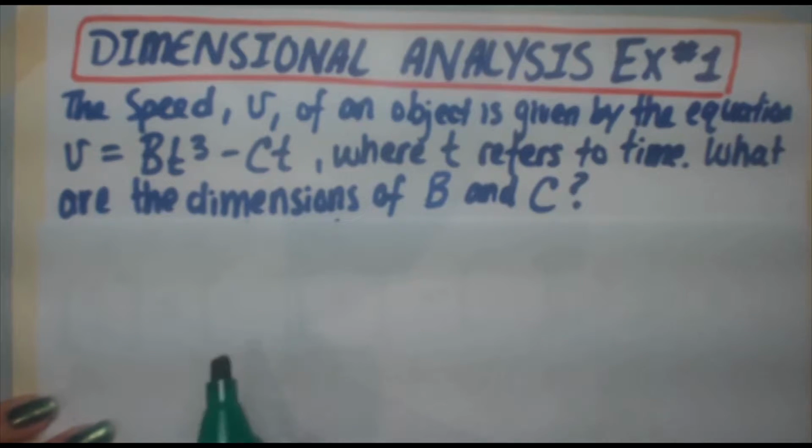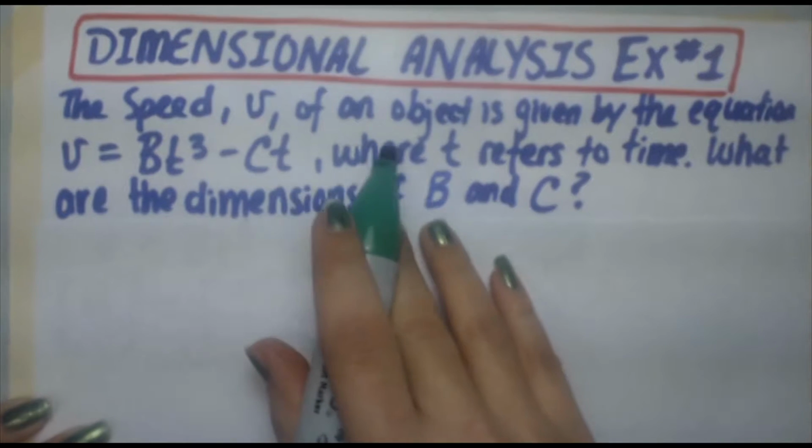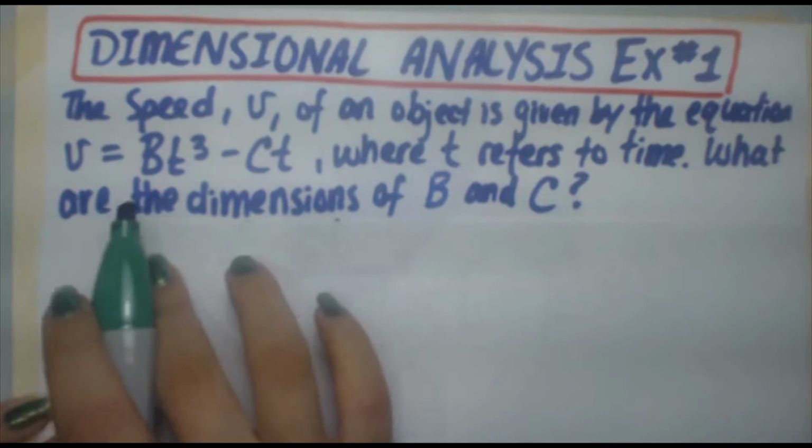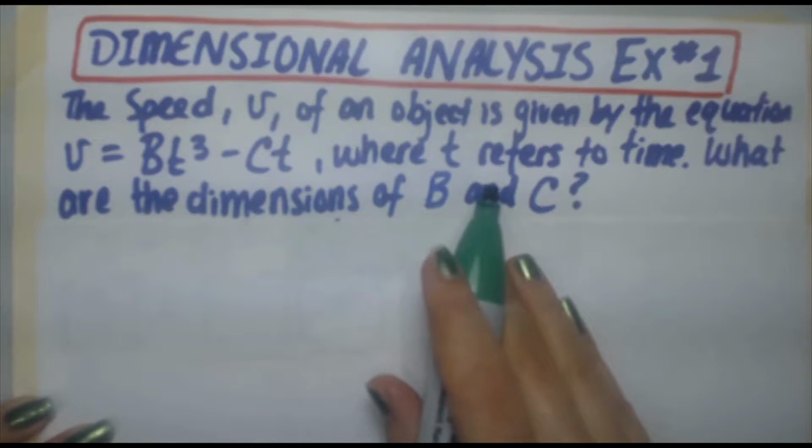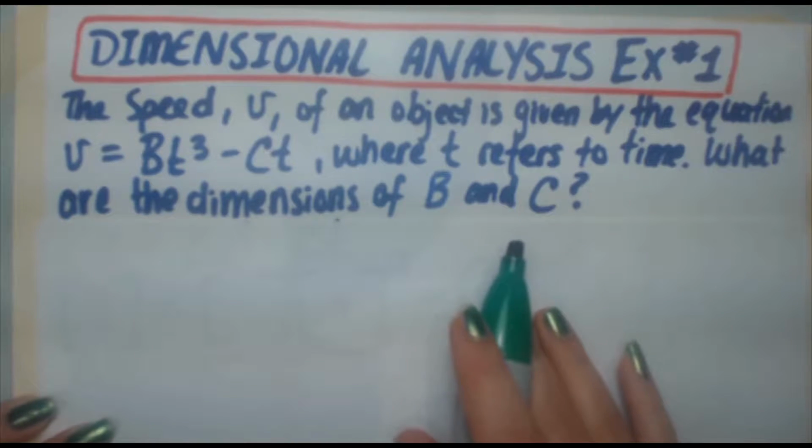Okay, so let's do this problem. The speed v of an object is given by the equation v equals bt cubed minus ct, where t refers to time. What are the dimensions of b and c?